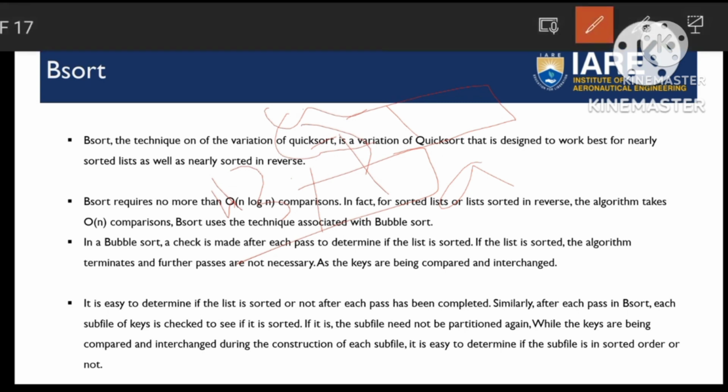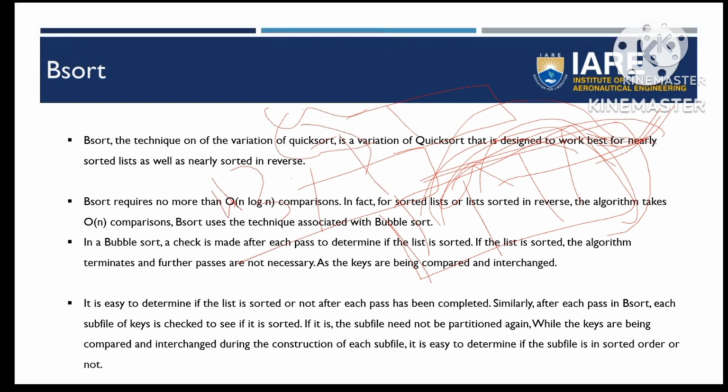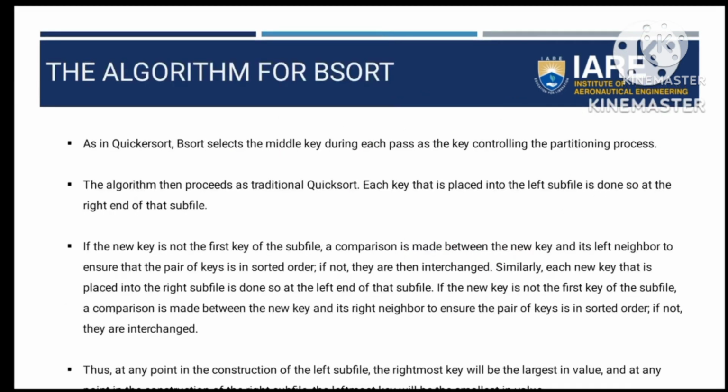In a bubble sort, a check is made after each pass. As we know, in bubble sort we check every element and pass the maximal element along. Suppose this is an array. After one iteration, the max element is placed here. Again we iterate, and the max element is placed. This is the basic procedure of bubble sort. After completion of all the iterations, we get the final sorted array. It is easy to determine if the list is sorted after each pass is completed. Now let us see the algorithm for B sort.